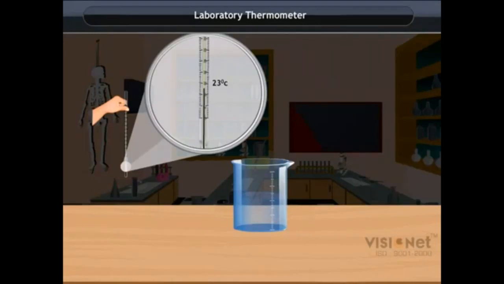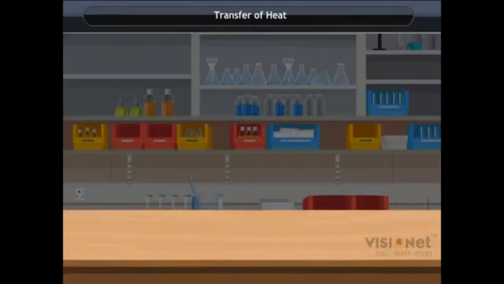Mercury is a very toxic substance. If the mercury bulb breaks inside our mouth, one can even die. To overcome this risk, nowadays, transfer of heat.